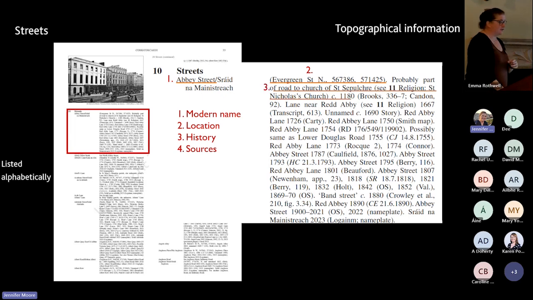And then here we have the history, or the first entry of that street, probably the road of Church of St. Sepulchre in circa 1180. And here, right beside it, we have the source. So if you wanted to find out more about that, by that reference, you go to the bibliography, you'll get the reference to Brooks on pages 336 to 7, and you can find out a little bit more about that site.